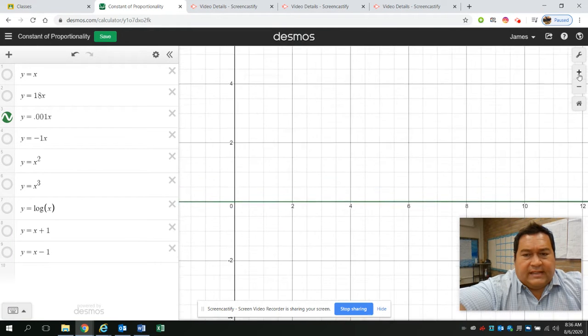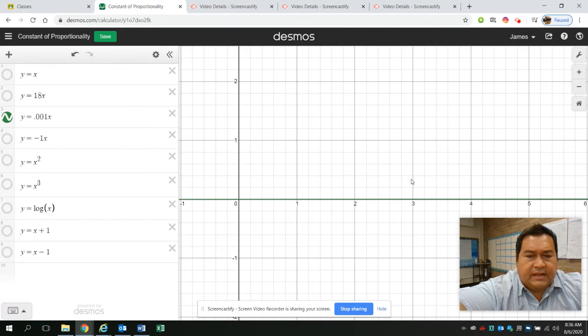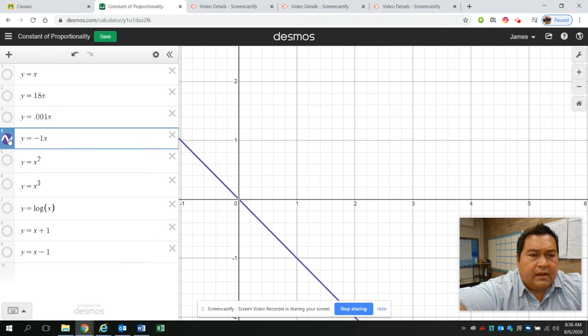Okay, but that is a constant of proportionality, because it passes through the origin, it's got a constant of 0.001. What about when y equals negative 1? Is that a constant of proportionality? Yes. It's linear. It passes through the origin. It just so happens that the slope or the k is negative 1.